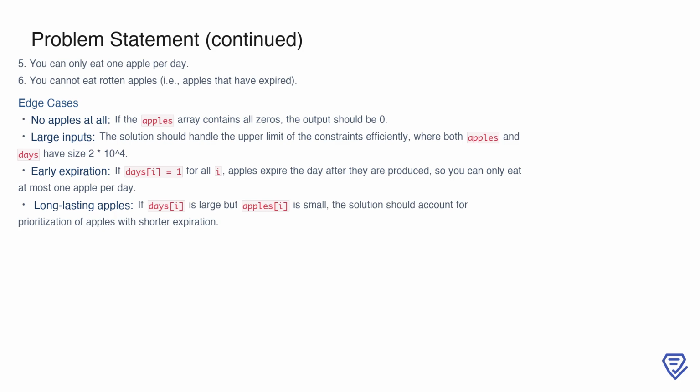Additionally, the constraints remind us to handle large inputs efficiently, as both arrays can have up to 20,000 elements. Situations where apples expire quickly or last for many days also require careful prioritization. For instance, apples with shorter lifespans should be eaten first to avoid wastage. With these considerations in mind, the problem tests our ability to design an optimal solution that balances efficiency and correctness.